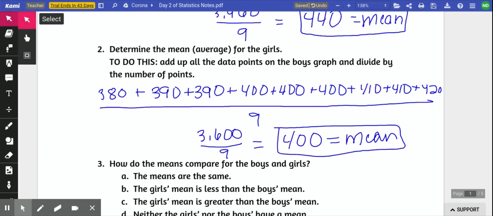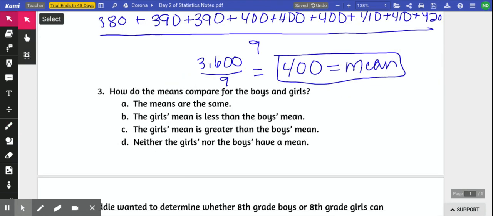Okay, now there are a couple of comparison questions, just like we looked at yesterday. So for number 3, it says, how do the means compare for boys and girls? So guys, all we have to do is just read each of those answer choices and see which one's true. We know what both of the means are, so I don't have to do any more math here. Just got to see which answer selection is correct.